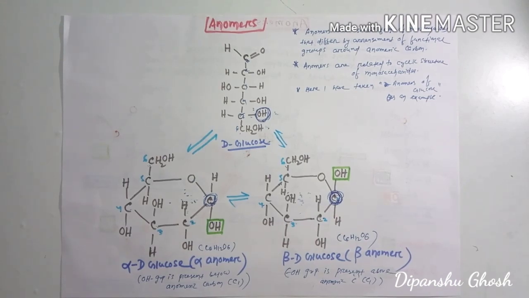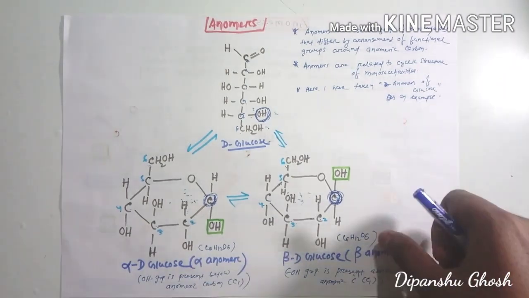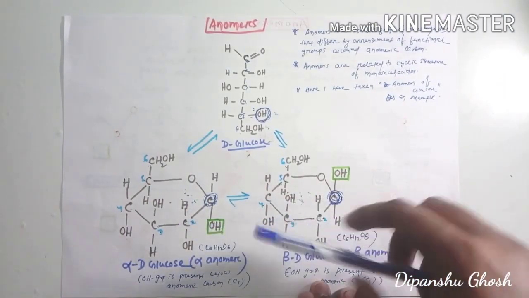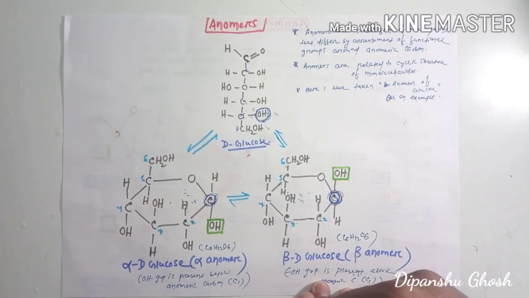So before we start this topic, let's know the definition of anomers, right? Anomers are a group of isomeric monosaccharides which differ from each other by the arrangement of different functional groups around the anomeric carbon, right? As you can see, I have taken the cyclic structures of glucose to show the anomeric structure, right?